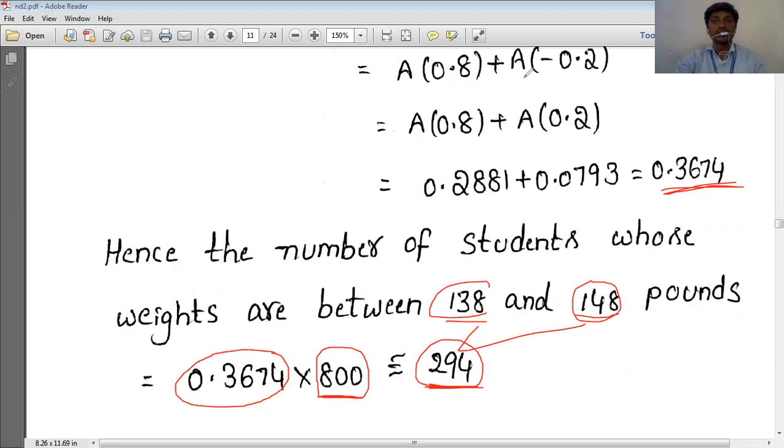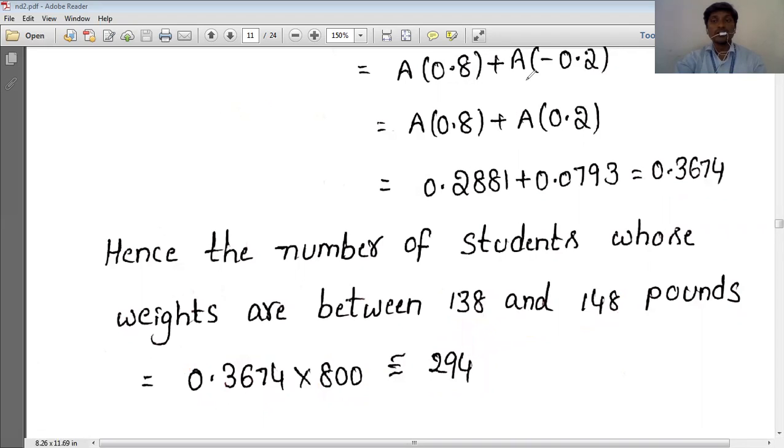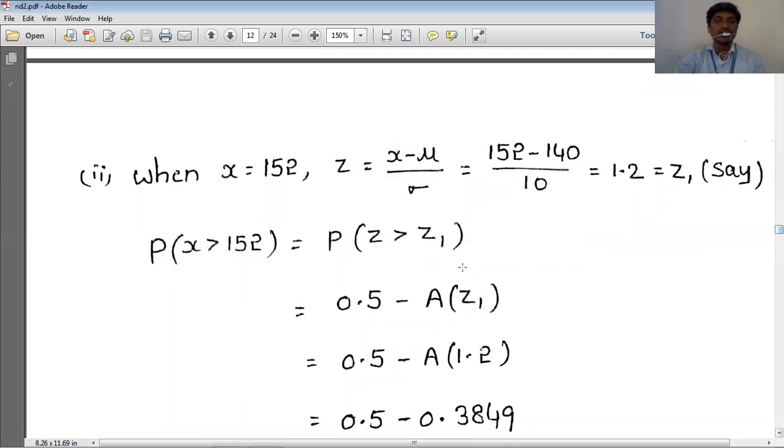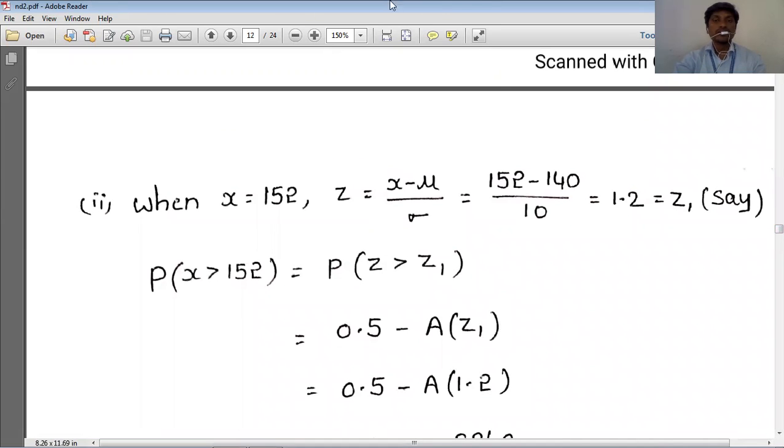Okay, and next, what about the next one? More than 152 pounds, right? So here also it's the same as that. First we substitute 152 in place of x. So 152 minus mu, which we already know is 140, and sigma, which we also know is 10. How much did we get? 1.2. So Z1 is equal to 1.2, which is greater than 0, because this is a positive value.